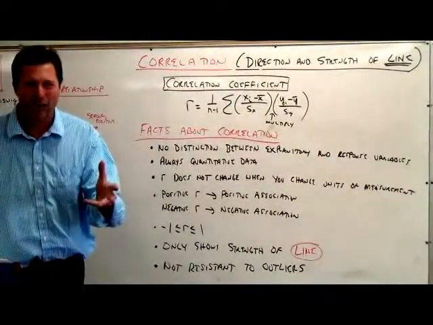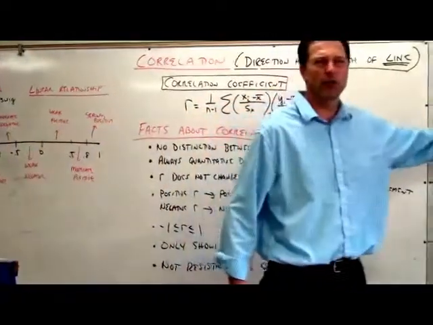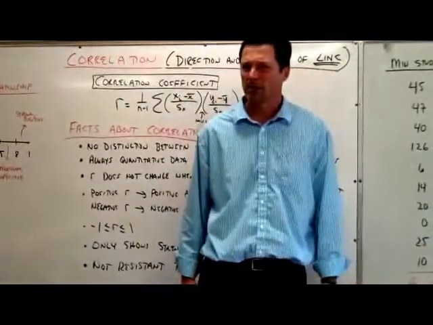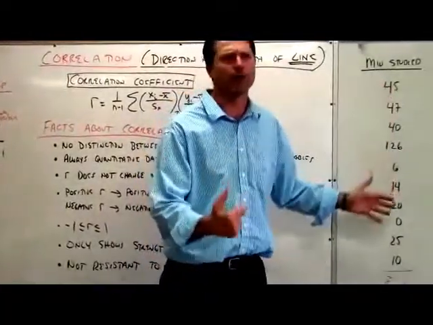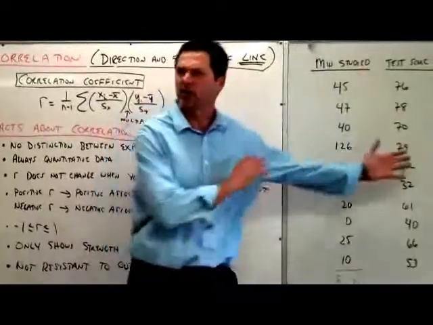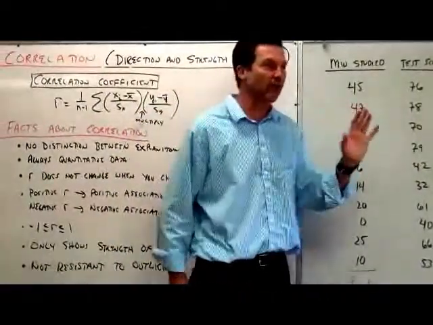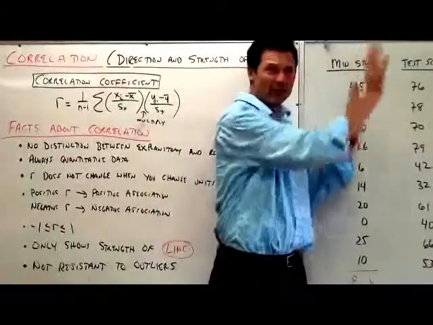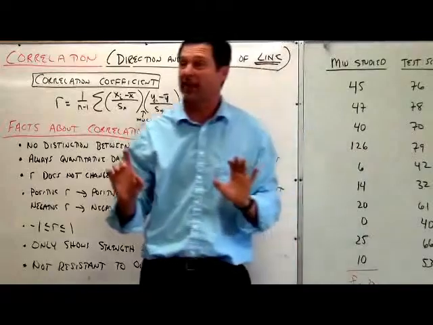R, the correlation, couldn't care less which one you set up as your explanatory and which one you set up as your response. For example, we could have said give me your test score and I'll try to predict how many minutes you studied. I could switch explanatory and response. We'd get exactly the same R value. We'd get a little bit different graph, but you would get the same R value.